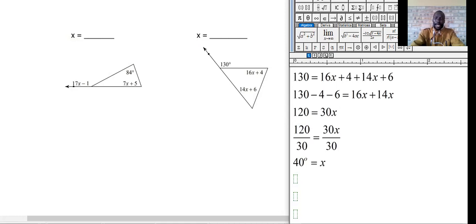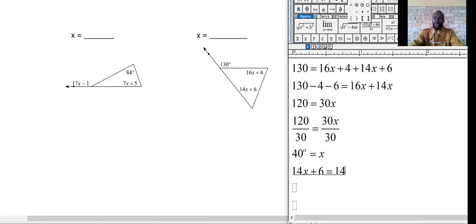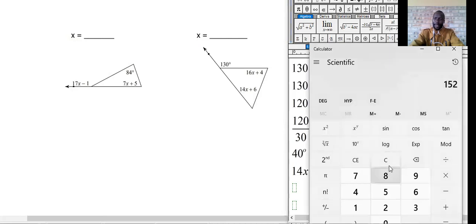So yes, we can now independently check the value of 14x plus 6. Now 14x plus 6 is going to be equal to 14 times 40. Okay, let's see here, 14 times 40 for x plus 6. So 14 times 40 plus 6, right away on our calculator here. Let's see, 14 times 40, to it we are adding 6. Really? Wait.